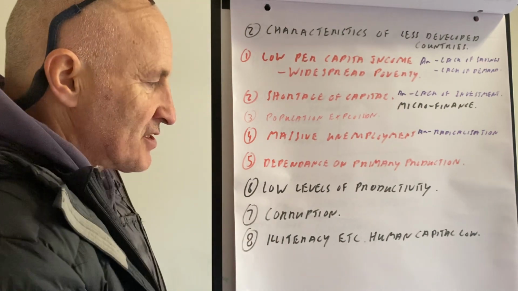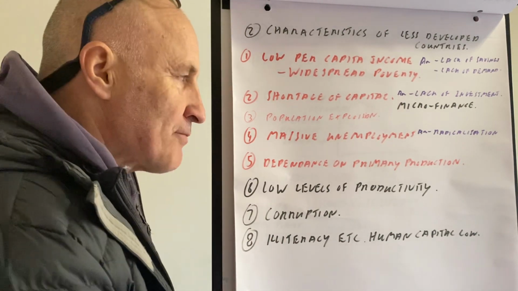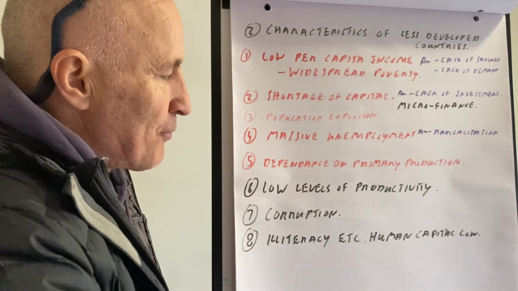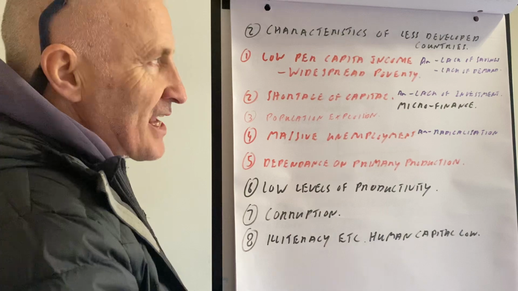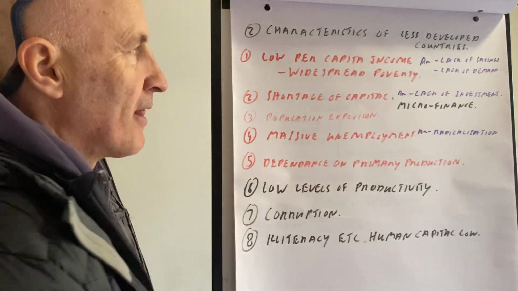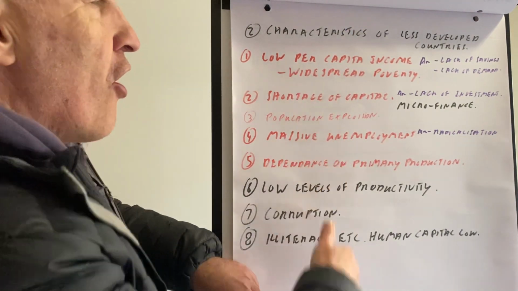A lack of property rights, illiteracy in terms of human capital, so therefore people cannot learn and cannot develop. So therefore new farming techniques will not come about. So less developed countries are often up against it.